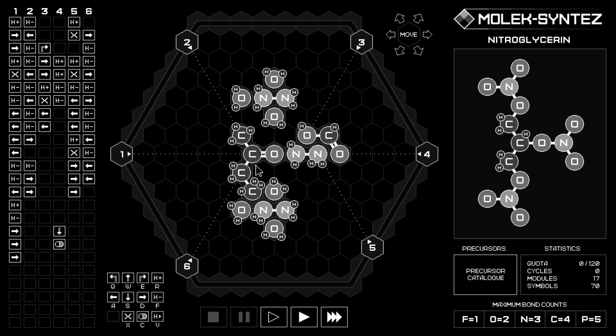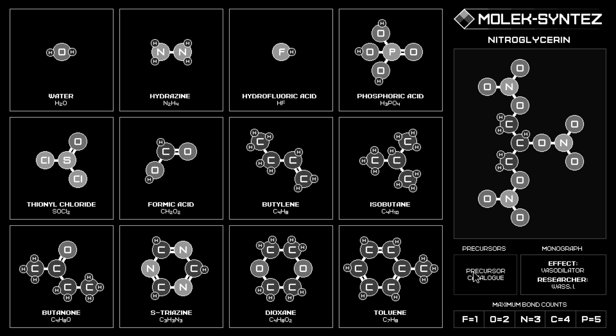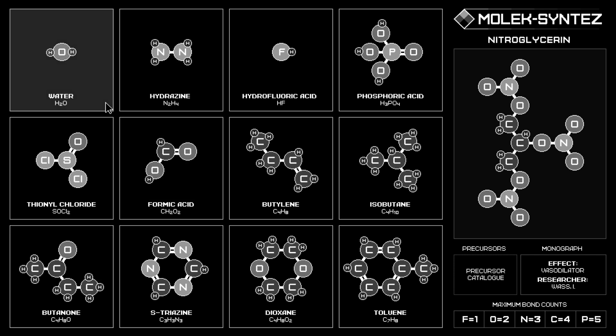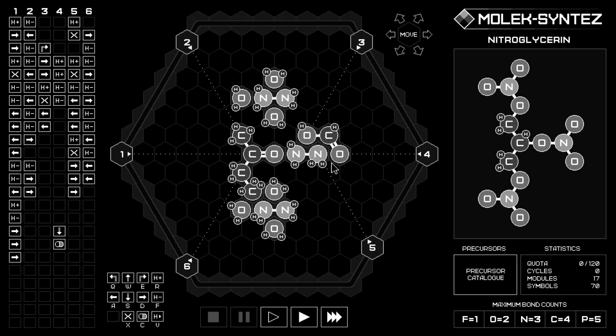As you guys can see over here, we have a lot of water molecules we've used here. Really, we've only used about 4 types of precursors. Namely, we used butylene, butanol, water, and hydrazine to construct this compound.